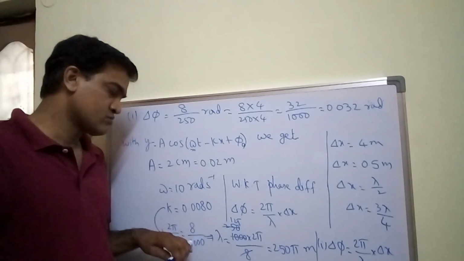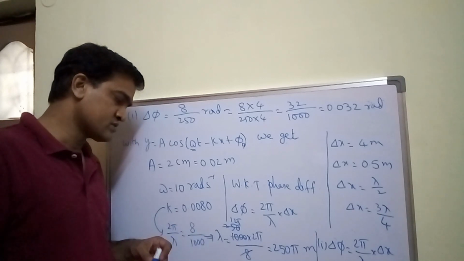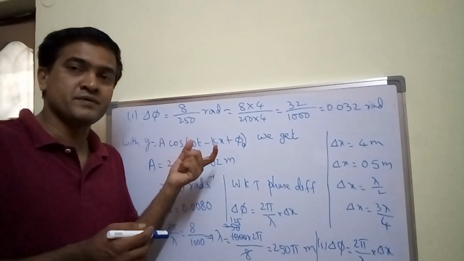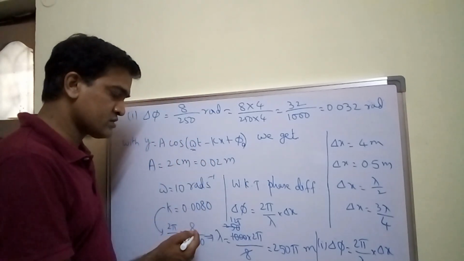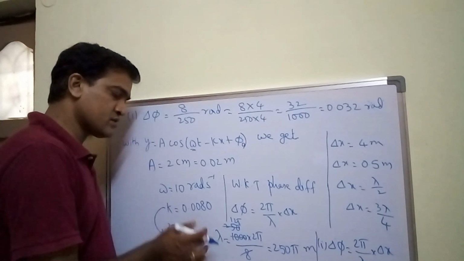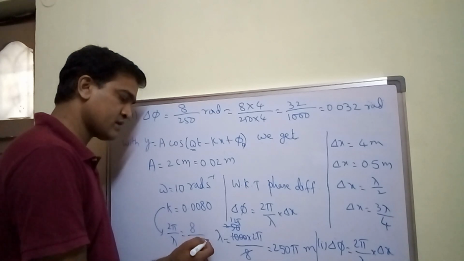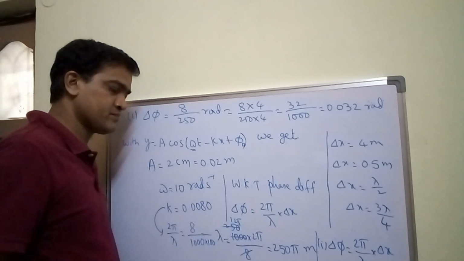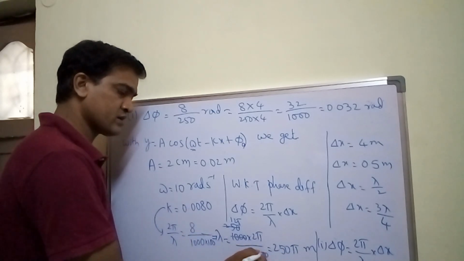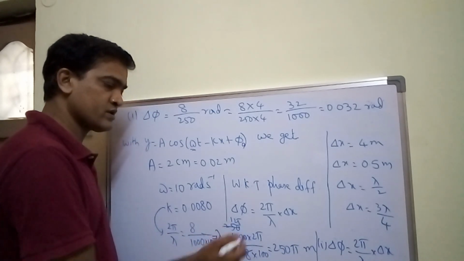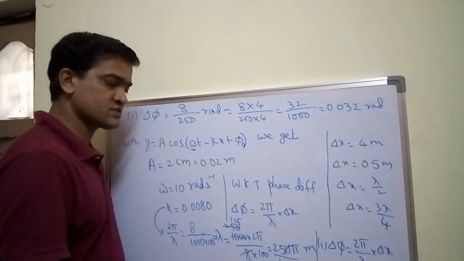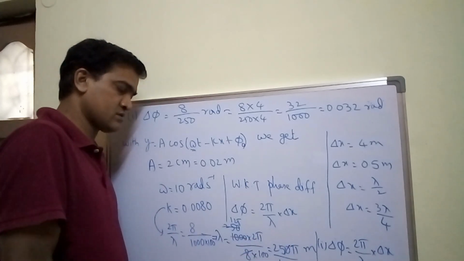2 pi by lambda is equal to 2 pi upon lambda is equal to 8 by 1000. But this k and these values are given in centimeters. So that is the reason, convert this again in meters. If you want to convert this in meters, divide with 100 again, right? So lambda is equal to, you will get 250 by 100, 250 upon 100, so that 0 gets cancelled. This will be in meters now.